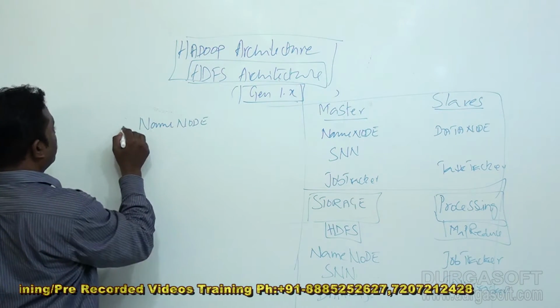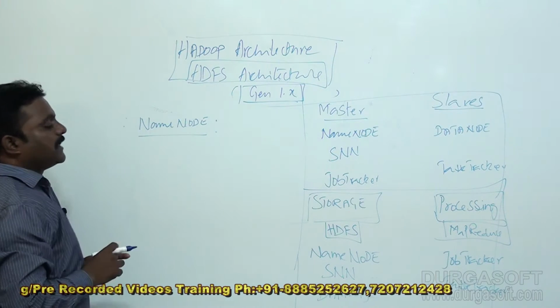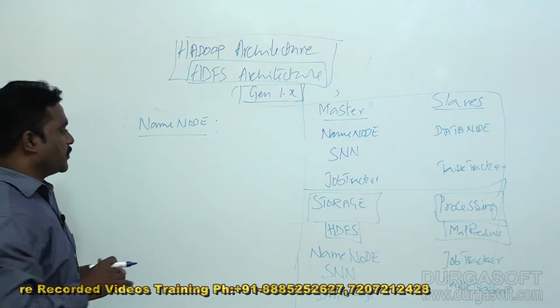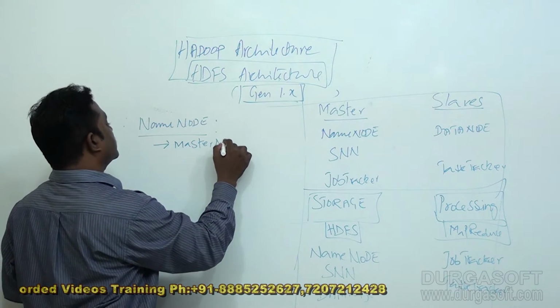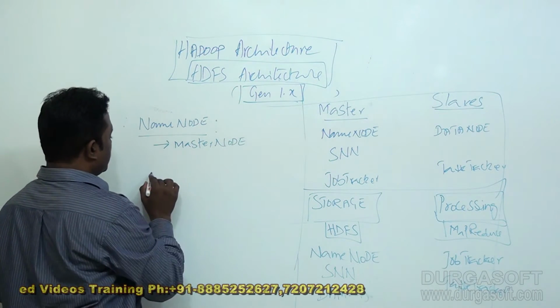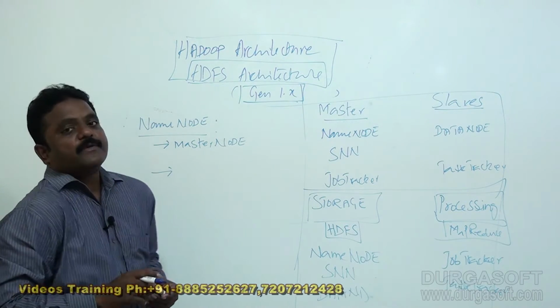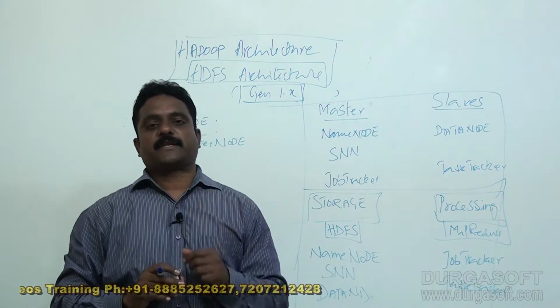What is a name node? We call name node a master node. Name node is the master node of the cluster. And what are the hardware requirements? What are the prerequisites for the name node?